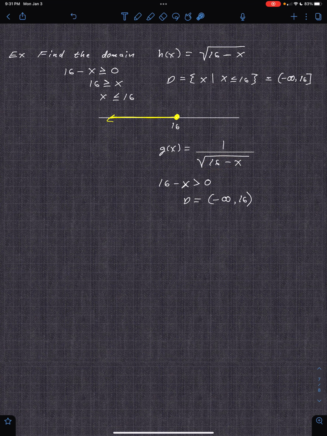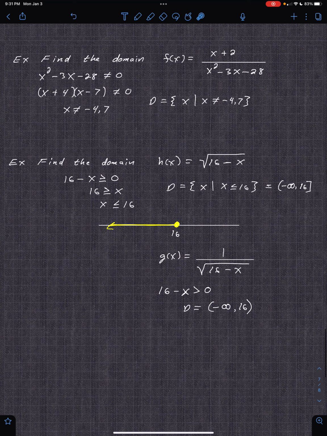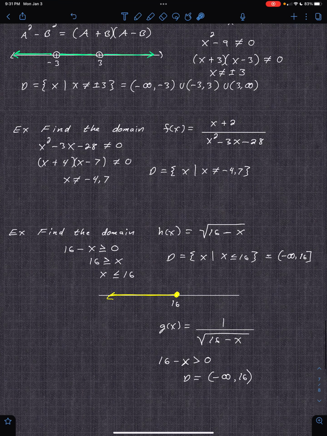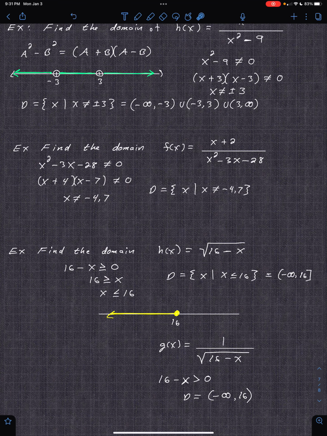Okay, so that's all we got right now. Denominator can't be 0. Inside the radical needs to be positive, or non-negative technically. Okay, probably a few more examples to do on that that are assigned. Otherwise, that's most of the content for that section.